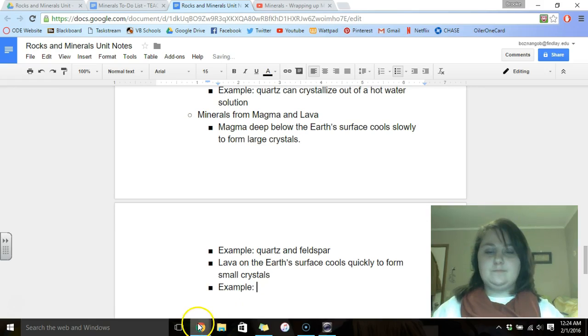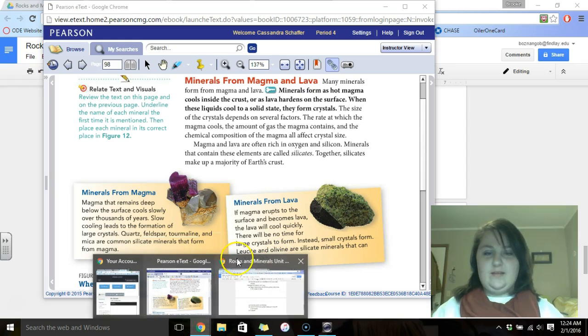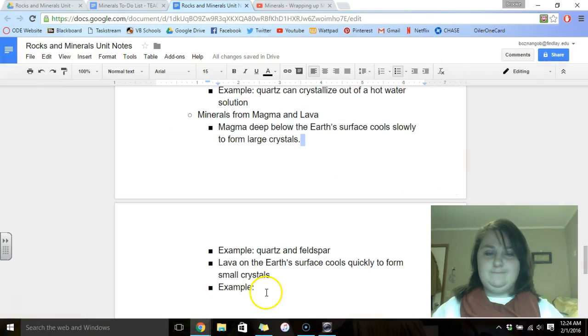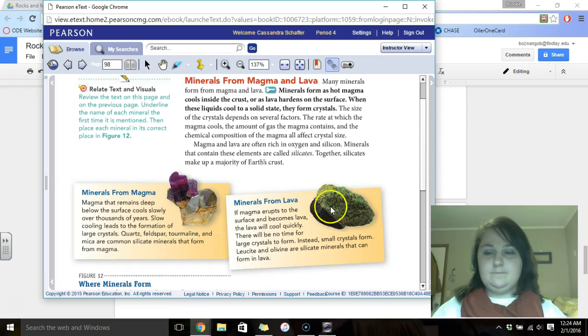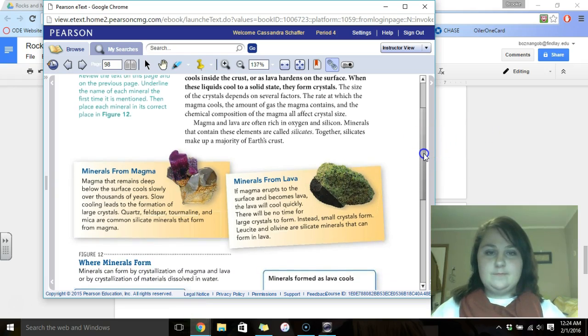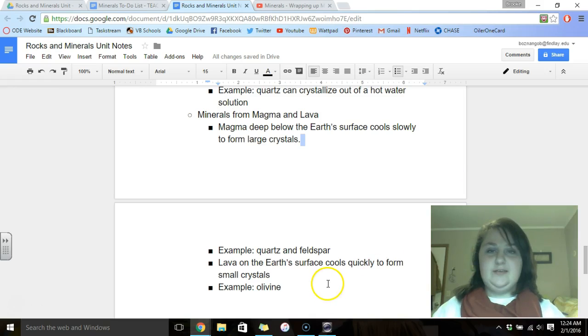Example, olivine. That's a good one to remember. I think of Olive Garden. And we probably should put that minerals that contain oxygen and silicon are called silicates.